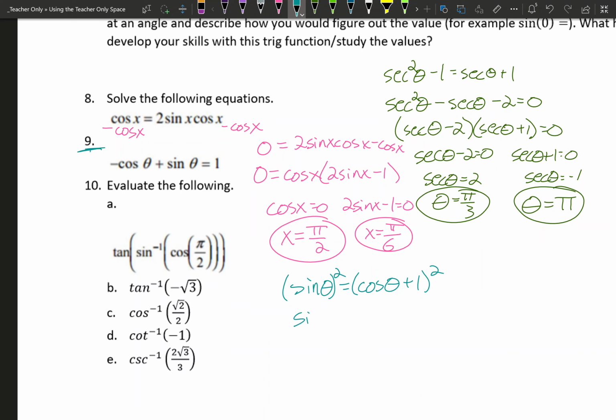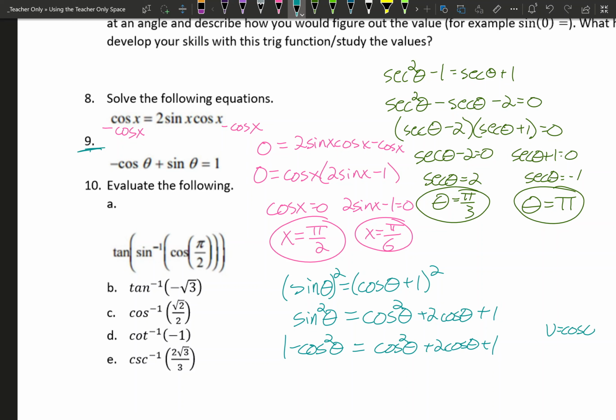So our left side will be sine squared theta. The right side will be cosine squared theta plus 2 cosine theta plus 1. Now we can take that sine squared theta and substitute in 1 minus cosine squared theta. Everything's in terms of cosine. If you would like to use substitution, you can.